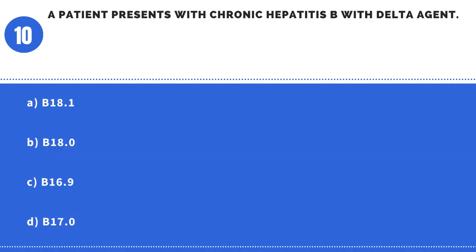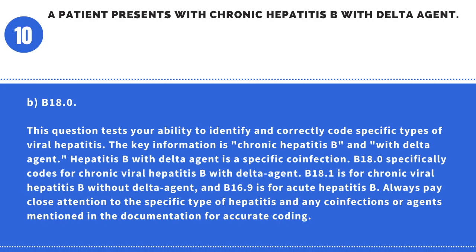Question 10. A patient presents with chronic hepatitis B with delta agent. A. B18.1. B. B18.0. C. B16.9. D. B17.0. Answer B. B18.0. This question tests your ability to identify and correctly code specific types of viral hepatitis.